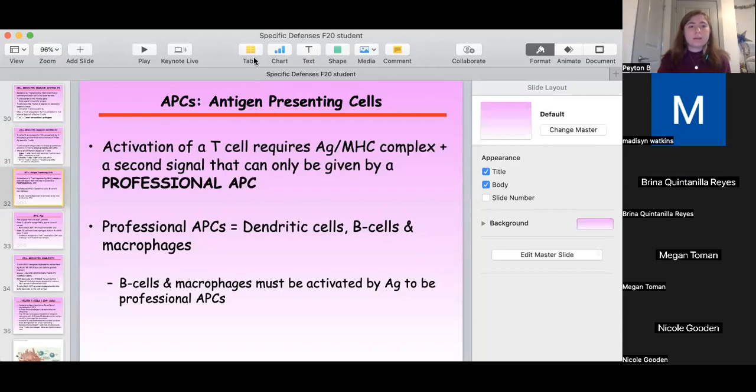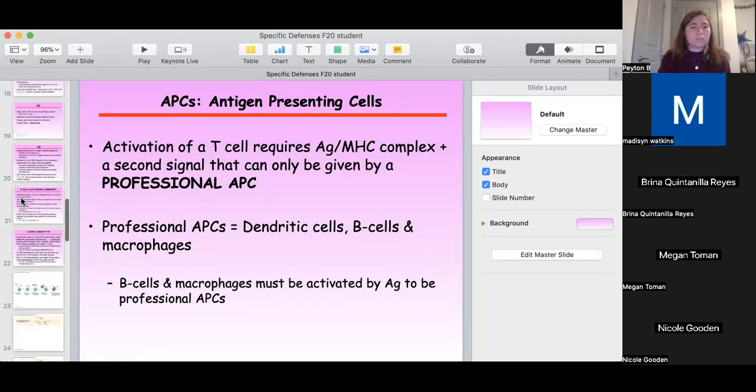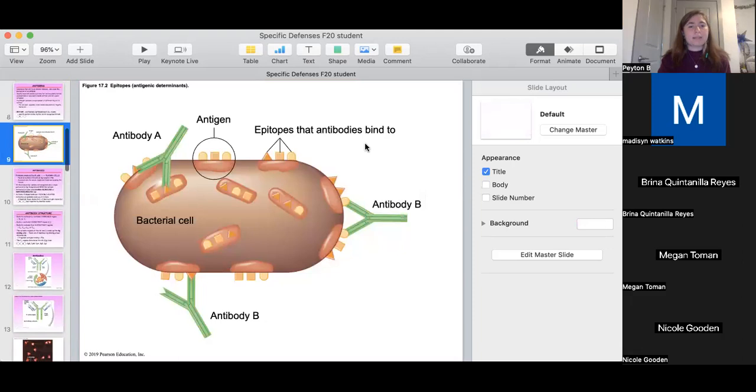Awesome. All right. So epitopes, because there's a question about this on the Kahoot, and I think this is really something that's easier to see visually. So you have your bacterial cell. It has lots of antigens on it. These little pepperoni-looking things, little red spots, are antigens.